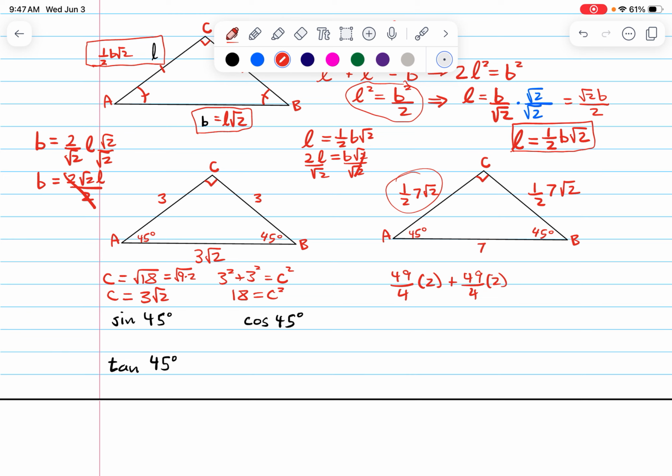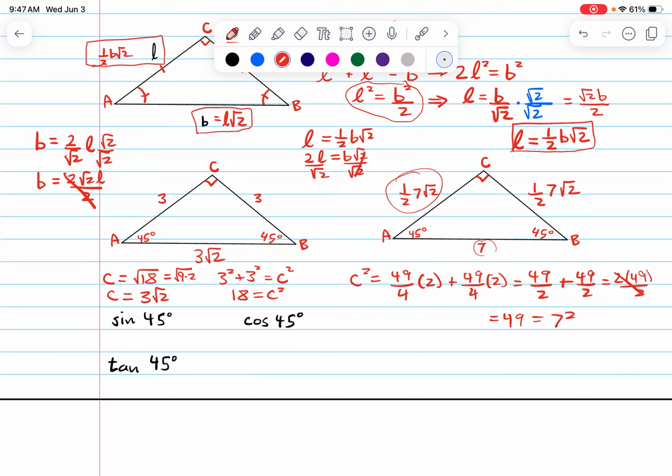And that should equal 7, because look what we have. We have 49 over 2 plus 49 over 2. And that's 2 times 49 over 2, which is 49. And remember, this is c squared equals that. So that is 7 squared. So that's 49, which is 7 squared. Yeah, so it works. Okay. I realized I went through that kind of fast, but I was just double checking. You can slow down the video also.